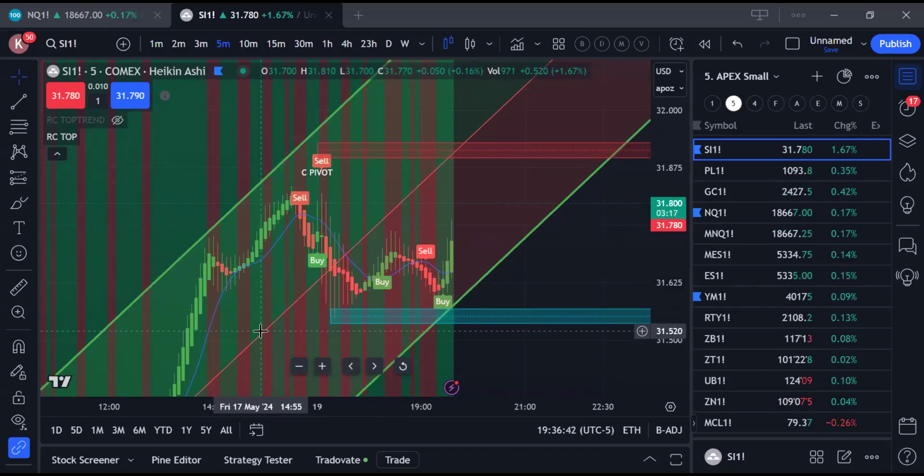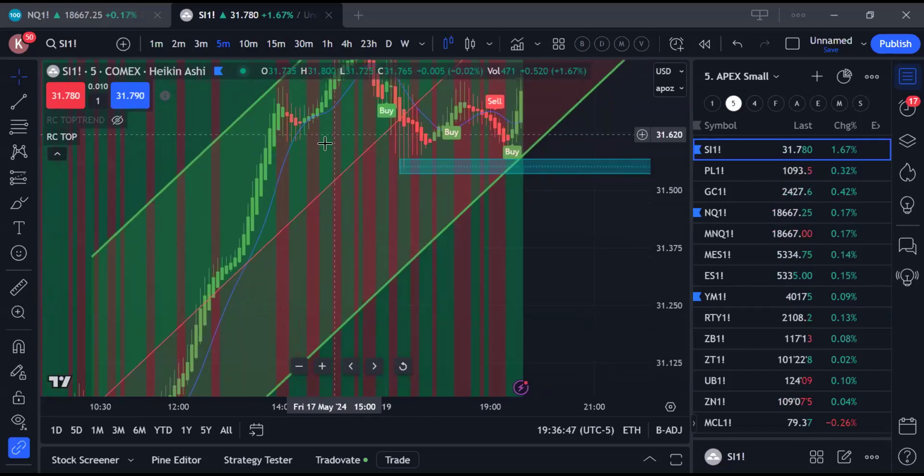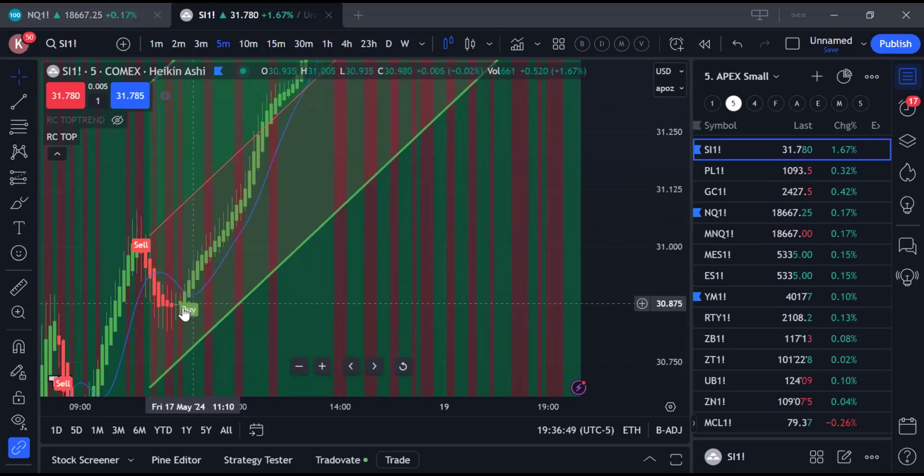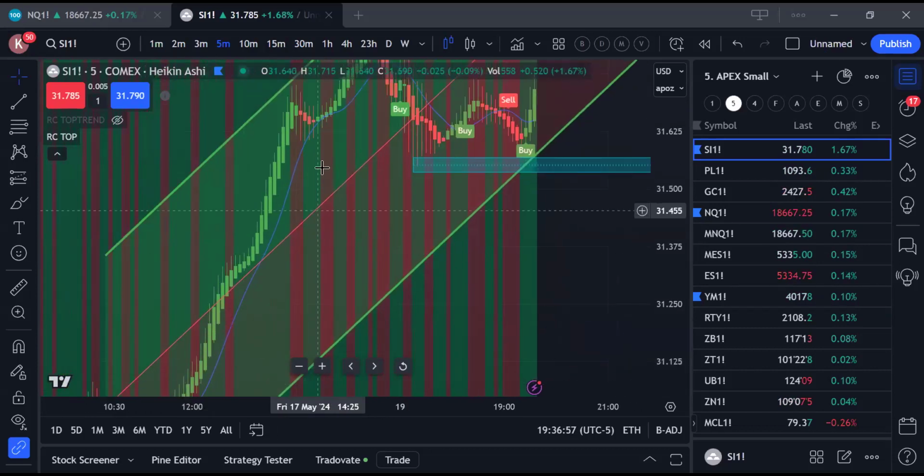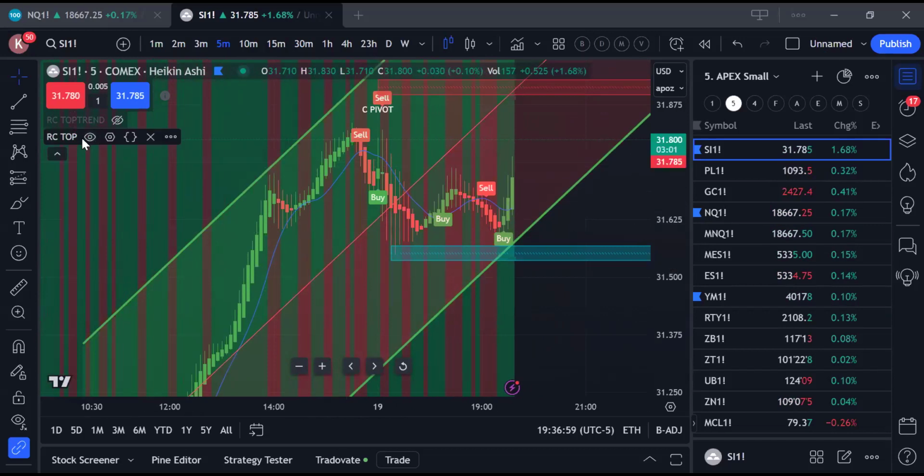If you are a scalper, you can use this RC top indicator. Again, it is the same concept. Whenever you get a buy, if the background is green, you will go long. Whenever you get a sell, if the background is red, you will go short. There, for example, same thing. Let's go to gold.